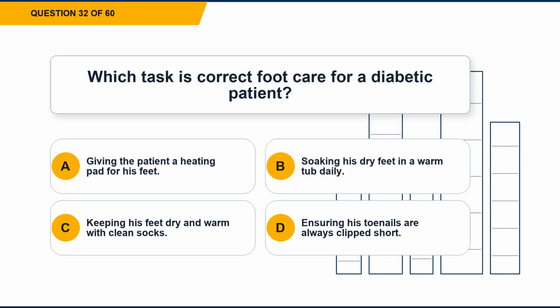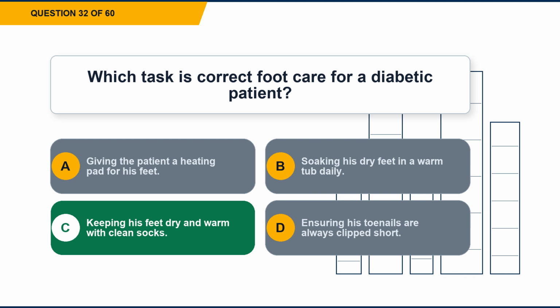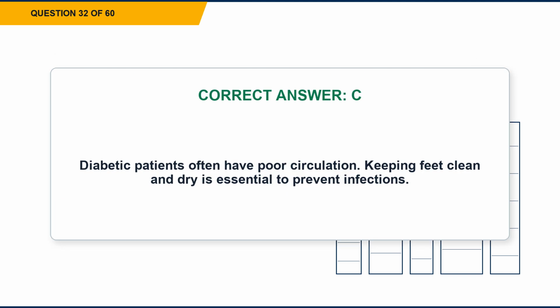Question 32. Which task is correct foot care for a diabetic patient? Option A, giving the patient a heating pad for his feet. Option B, soaking his dry feet in a warm tub daily. Option C, keeping his feet dry and warm with clean socks. Option D, ensuring his toenails are always clipped short. The correct answer is option C, keeping his feet dry and warm with clean socks. Explanation: diabetic patients often have poor circulation. Keeping feet clean and dry is essential to prevent infections.